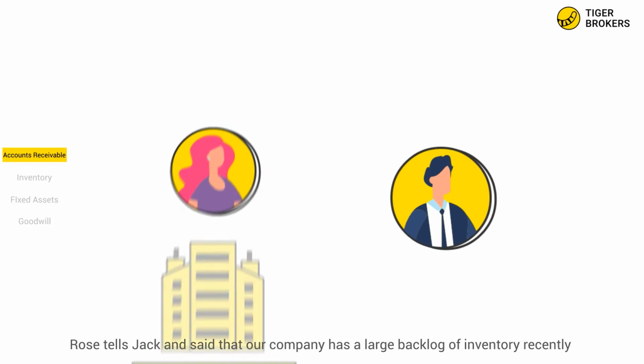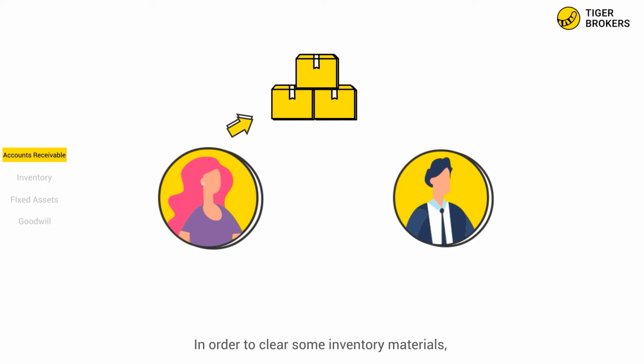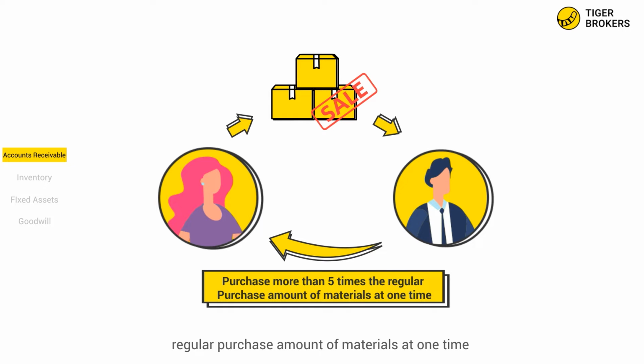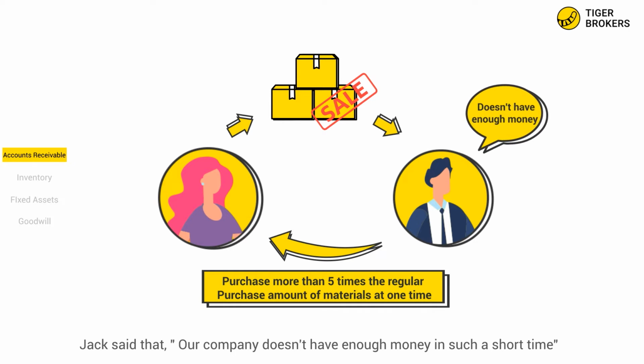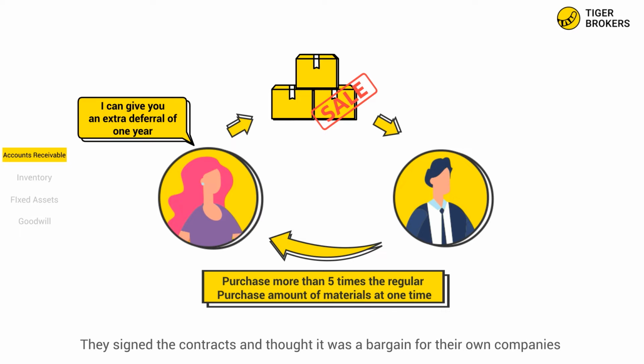Rose tells Jack, our company has a large backlog of inventory recently. In order to clear some inventory materials, the company can sell you materials at a low price, but your company must purchase more than 5 times the regular purchase amount of materials at one time. Jack said that our company doesn't have enough money in such a short time. Rose then added, I can give you an extra deferral for 1 year. They signed the contracts and thought it was a bargain for their own companies.